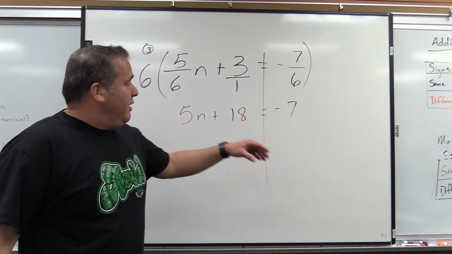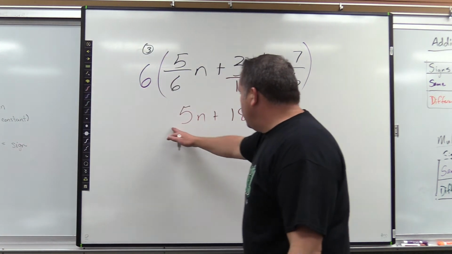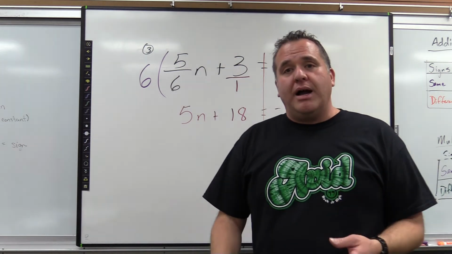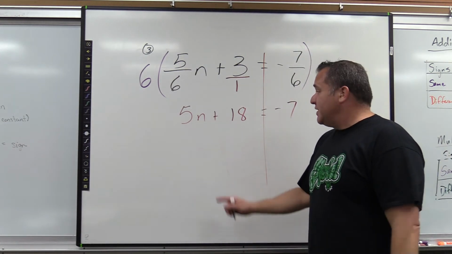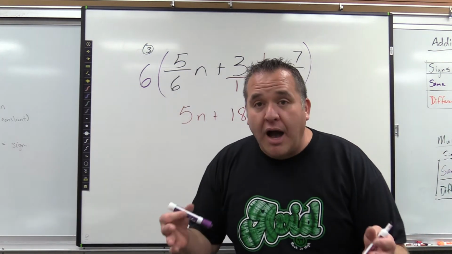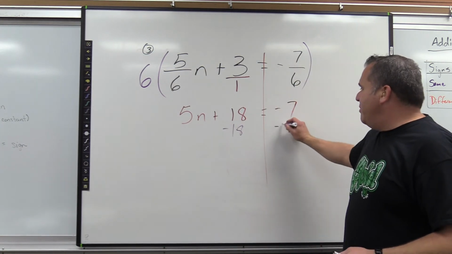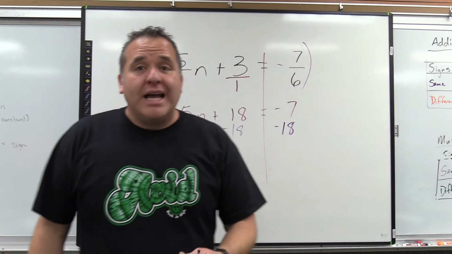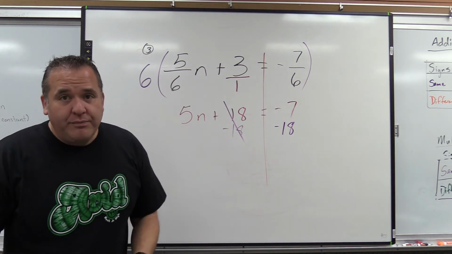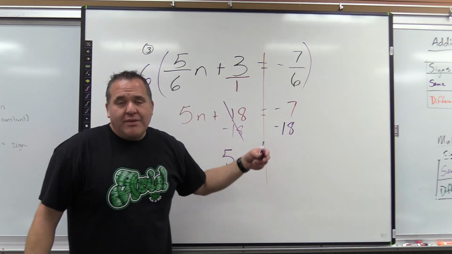Now, at this point, we have our equation, and what we need to do is ask ourselves, can we combine terms? There's no terms to combine. This has an n, this does not. So please do not combine terms there. What you need to do now is ask yourself, is there anything being added to n? There is, the 18. Now, what is the opposite of positive 18? Negative 18. So I'm going to add negative 18 here, and I'm going to add negative 18 here. Once I do this, I see that 18 minus 18 is 0, so those cancel out. I'm going to bring down the 5n equals, and here, negative 7 plus negative 18.